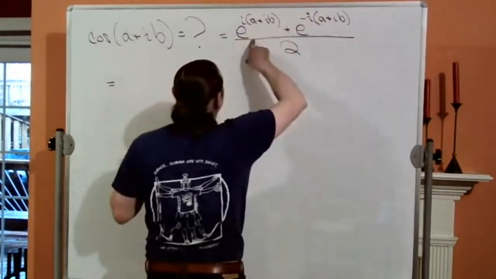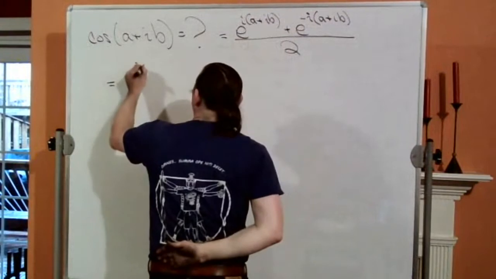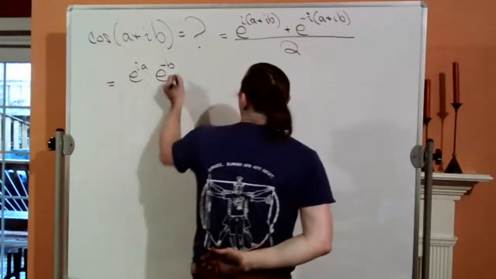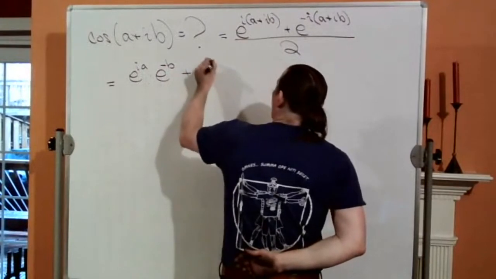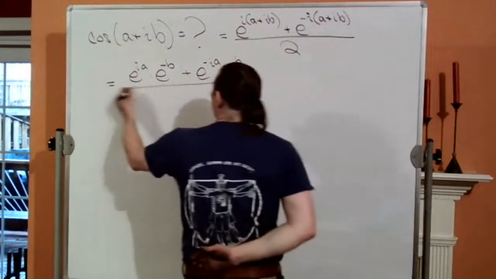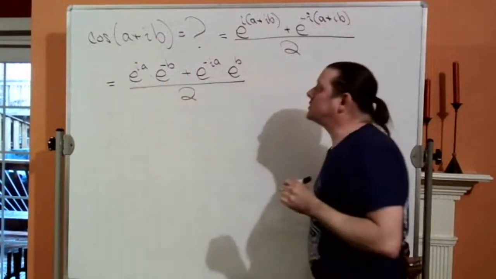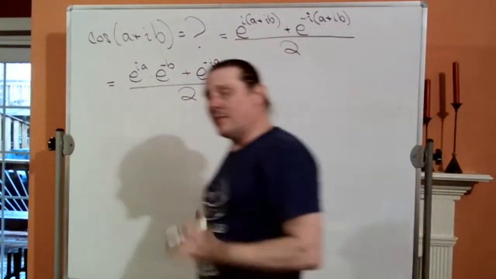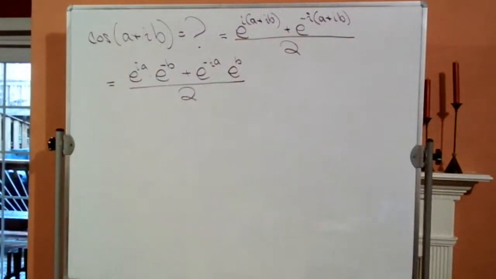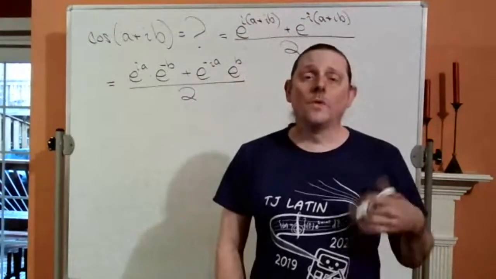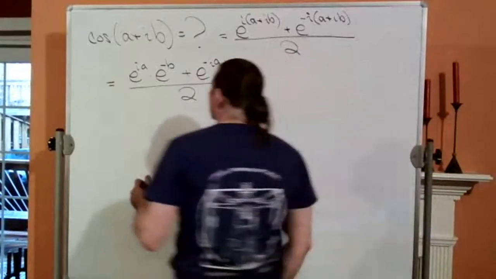So that's going to be e to the ia times e to the minus b, plus e to the minus ia times e to the plus b, all divided by 2. Now, it turns out that we can simplify this and write it in terms of the cosine and sine functions of real numbers in conjunction with some new functions.